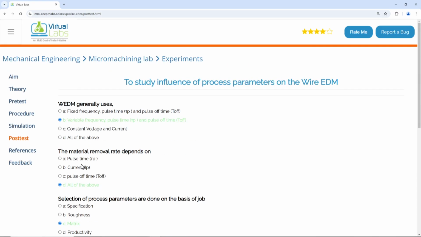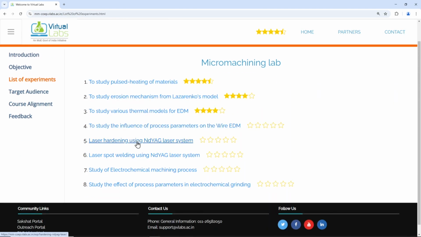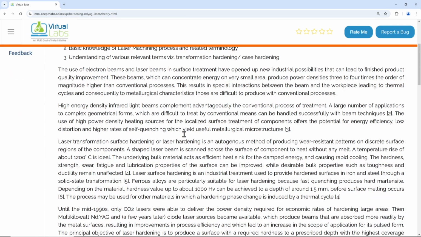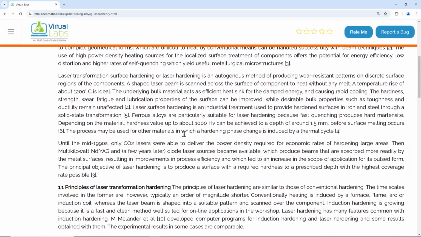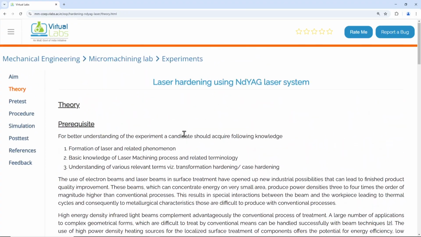Submitting and got this. Let me come to another experiment, the list of experiments I open again. Let me come to laser hardening. The laser system simulation explains how the phenomenon of laser hardening differs from conventional heating. So in laser hardening, the theory part is there. This is what it is giving, how hardening is happening through laser.